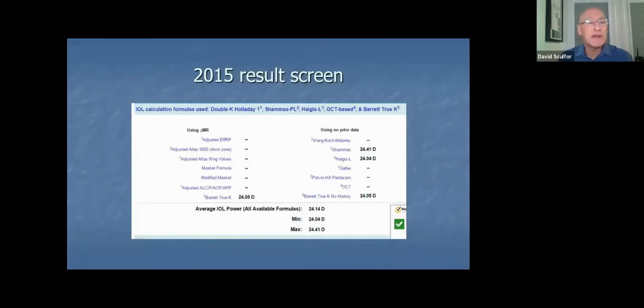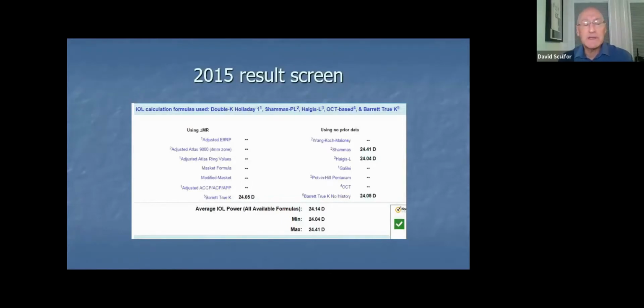So on the left-hand side, you've got formulas that will use the prior data if you have it. If you don't have the prior data, then the formulas on the right-hand side will still give you a result. And you can either look at the average power given for all those formulas. You can look at the minimum, the maximum. Which one do you go for?